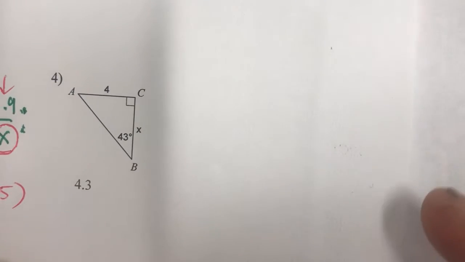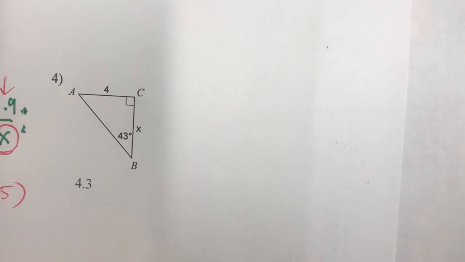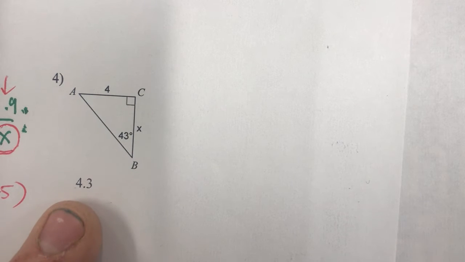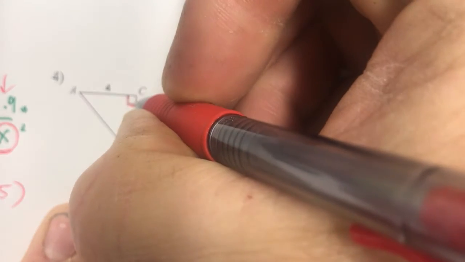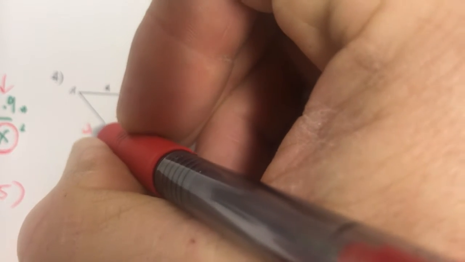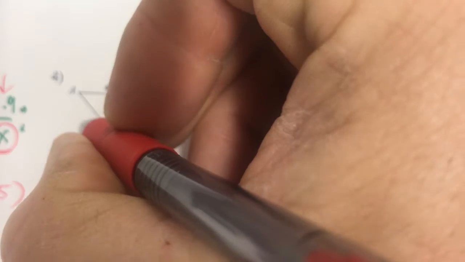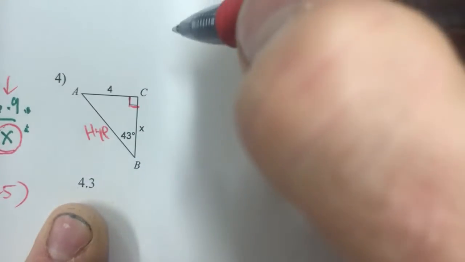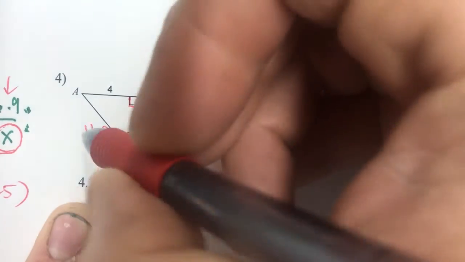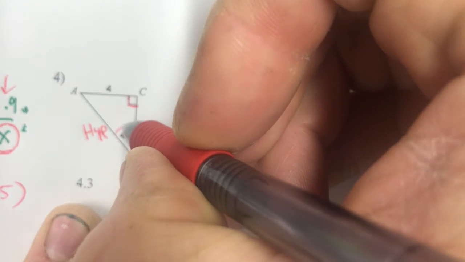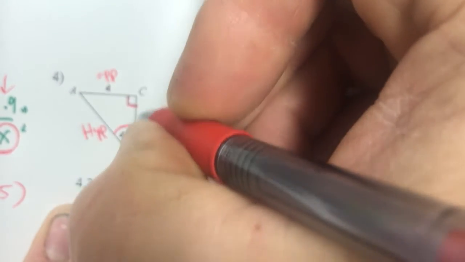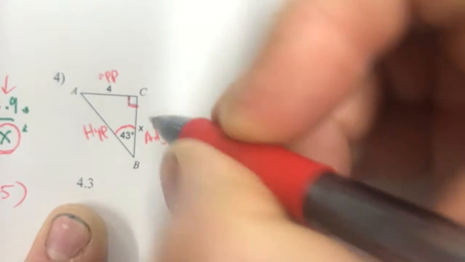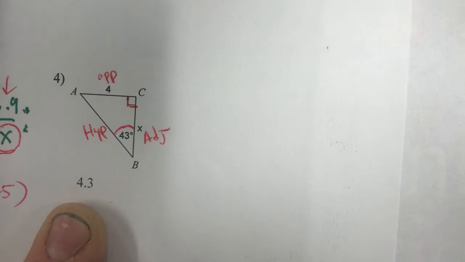All right, number 4 here. Find the missing side. There's the answer, 4.3. But the first thing we always do is label my sides. There's my right angle, which means over here is the hypotenuse, and we're not concerned about it because there's nothing there. There's my angle I'm going to deal with, which makes this the opposite, and right next to it is my adjacent. So there's my sides labeled.